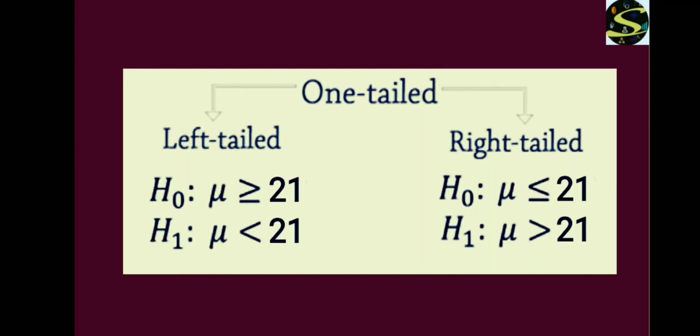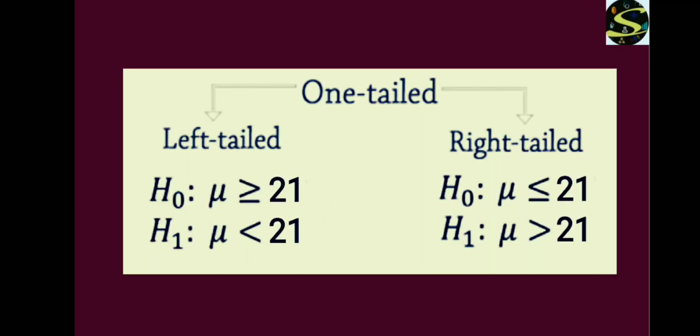Here, for the left-tailed test, the alternative hypothesis has a less than sign, and for a right-tailed test, the alternative has a greater than sign. Note that the alternative hypothesis determines the tail of the test and never contains equality, and the null hypothesis always contains equality. In fact, some only use the equal sign for the null hypothesis.